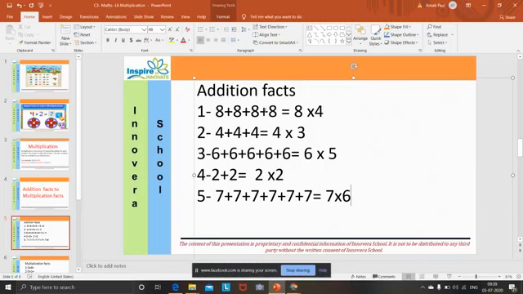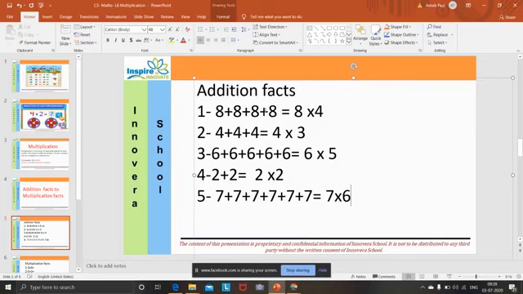For the multiplication fact, what will we write? We will write the number first, and then we will write the number of times the number occurs. Pehle jo number hai woh likhenge, uske baad kitni baar number repeat hua hai, we will write that. Okay, that is 4 multiplied by 3.